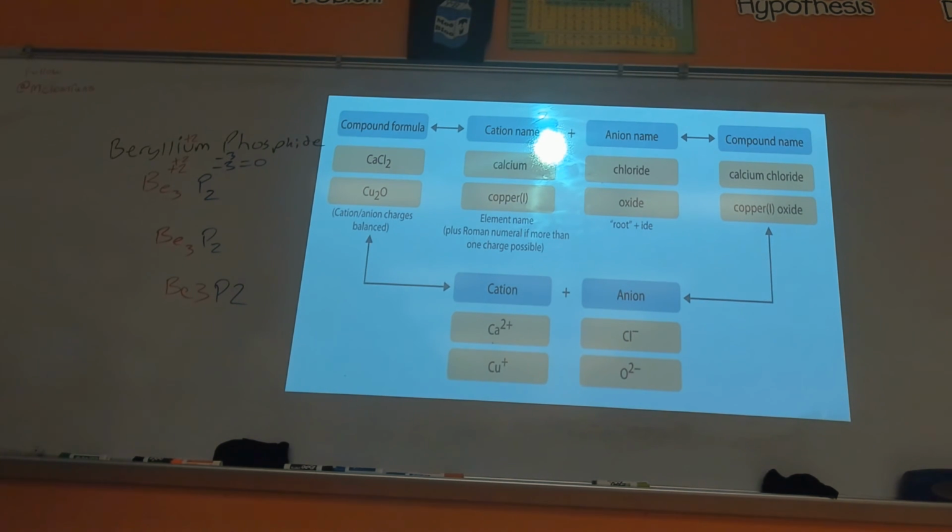Okay, the rest of the Formative should be fairly straightforward. I either give you the name and you tell me the chemical formula, or I give you the chemical formula and you tell me the name. So there you go. Let me know if you've got questions, and I'll be walking around.